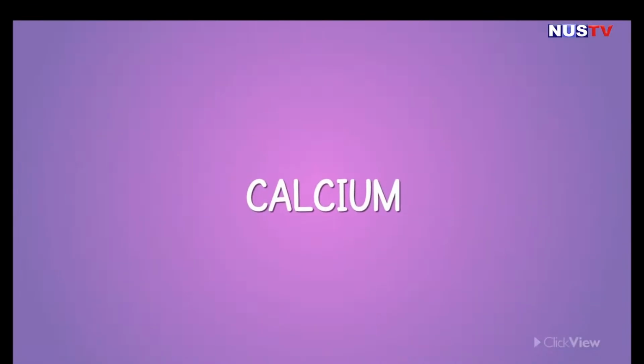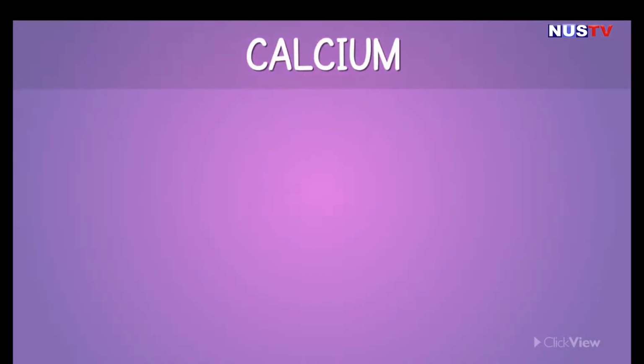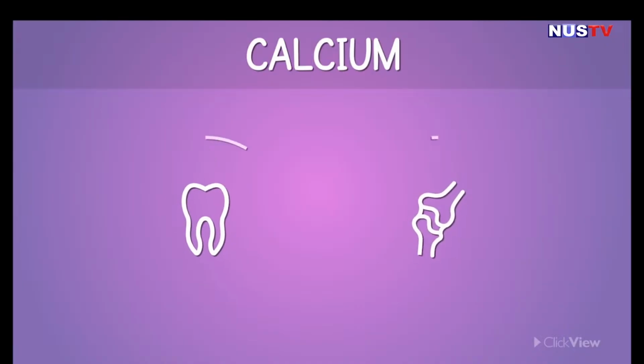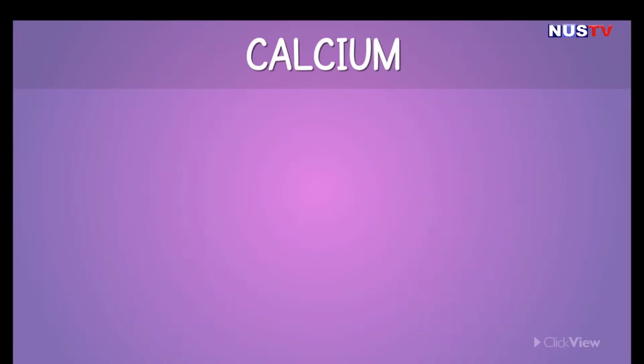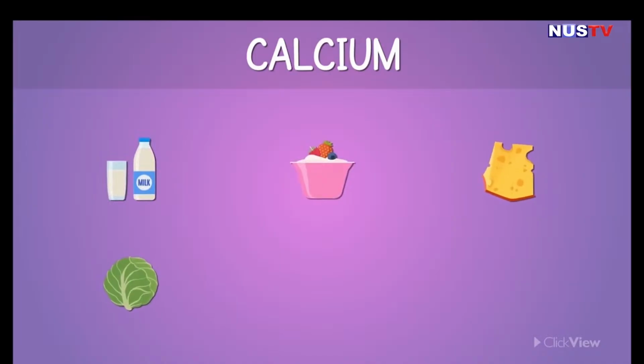Calcium. Calcium is an incredibly important mineral. Calcium is stored in our teeth and bones and keeps them strong and prevents cracks and breaks. You can find calcium in dairy products such as milk, yogurt and cheese, as well as leafy green vegetables, nuts and seeds.